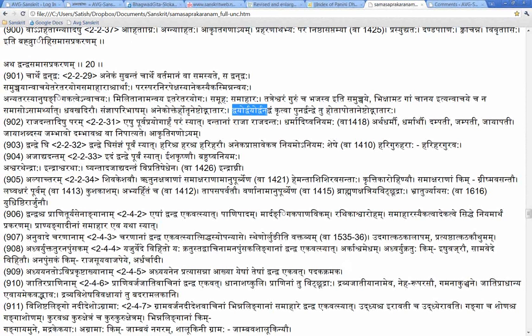Dvayor dvandvam kritva punardvandve tu hota pota neshtod gataraha. What he's saying here now is that you can also make a dvandva two at a time. You could do this dvandva. Let's follow what Bhattoji is saying.